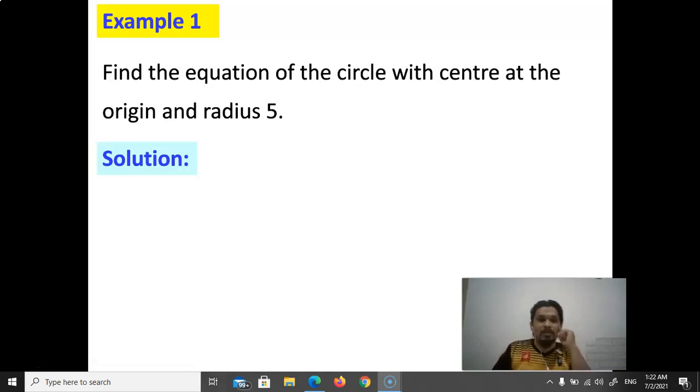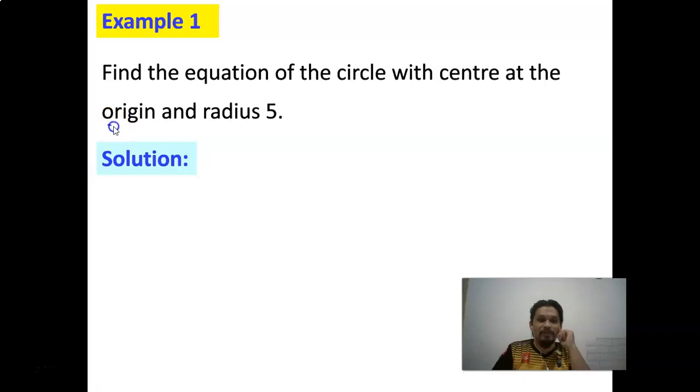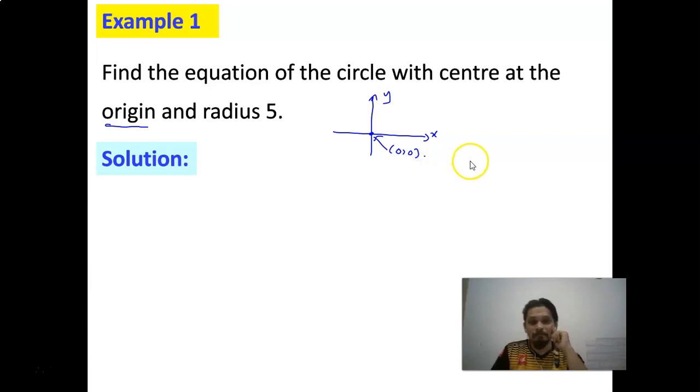Find the equation of the circle with center at the origin and radius 5. What is the meaning of origin? Let's say this is the y-axis and also the x-axis. Origin means the intersection point of the x and y axes, which is (0, 0). And the radius is 5.